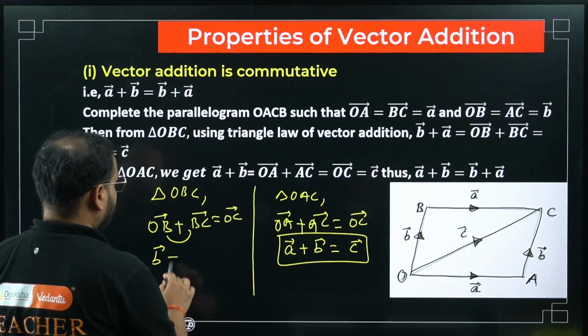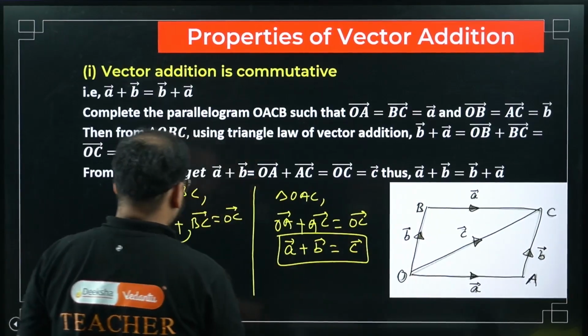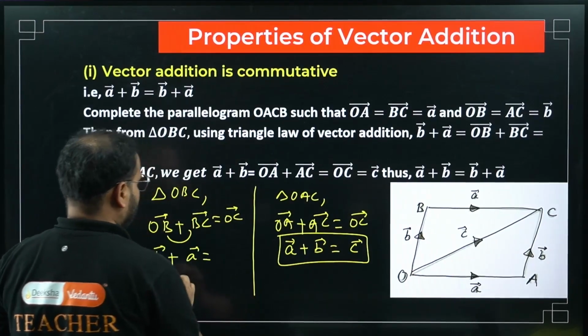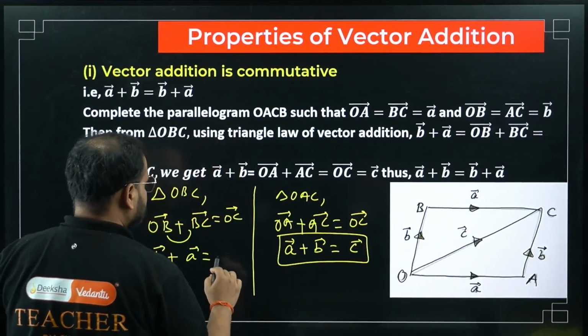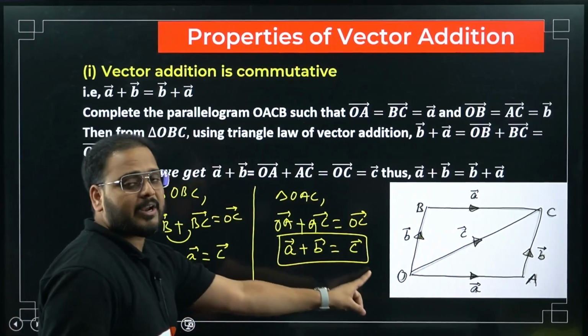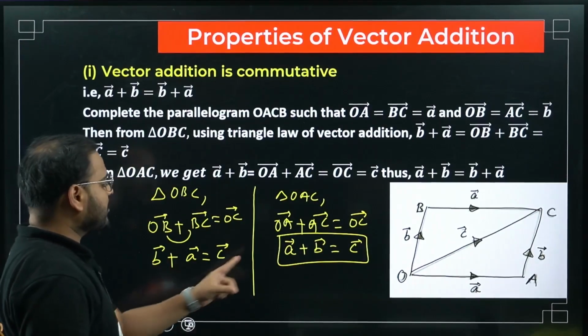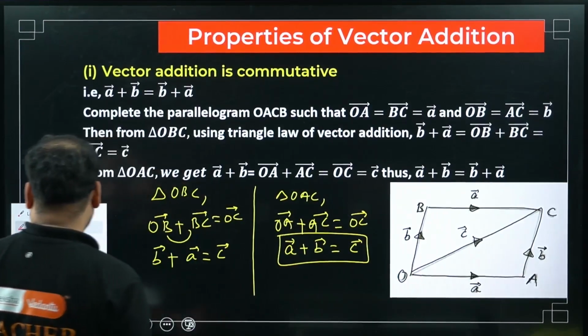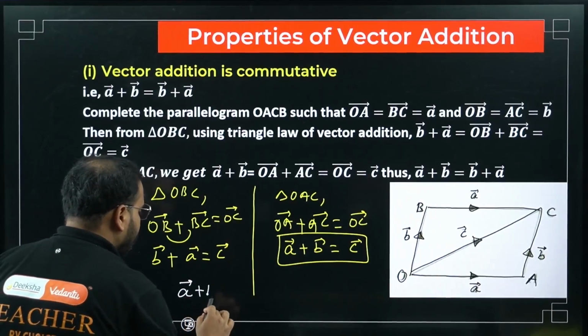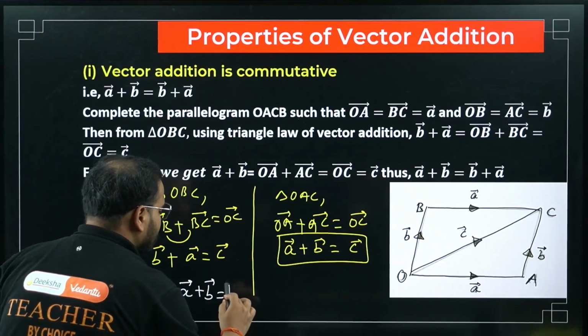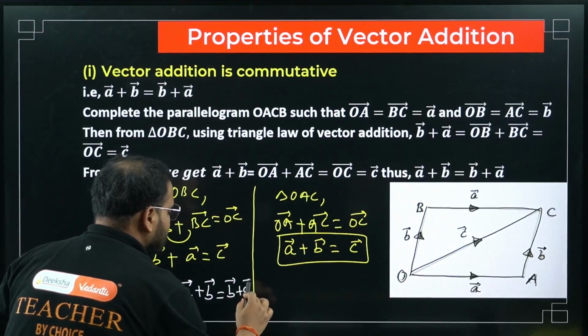And what is BC? BC is A. B plus A is how much? B plus A is OC. OC is what, sir? OC is again C. So whether you add A plus B or B plus A, you're going to get C. Basically, the result is the same answer whether you add A plus B or B plus A.